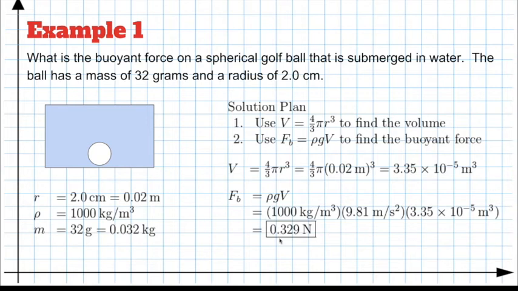Now, a quick calculation. We know the mass of the golf ball. So if I multiply that by g, I can find the weight of the golf ball. So the weight of the golf ball is actually 0.314 newtons. So take the mass times g to get the weight.